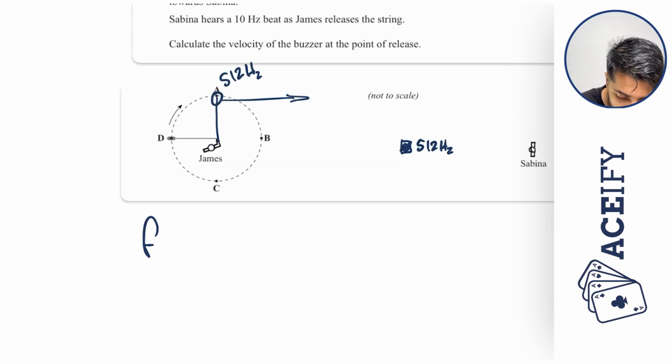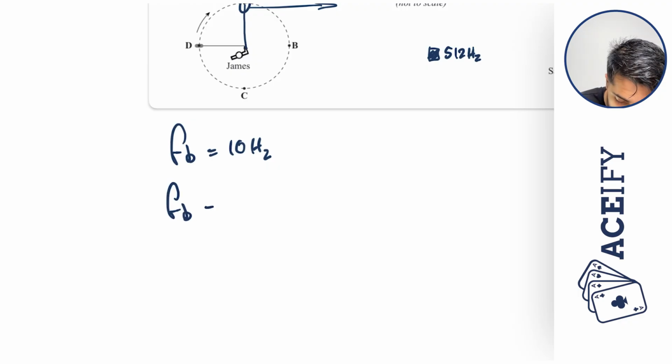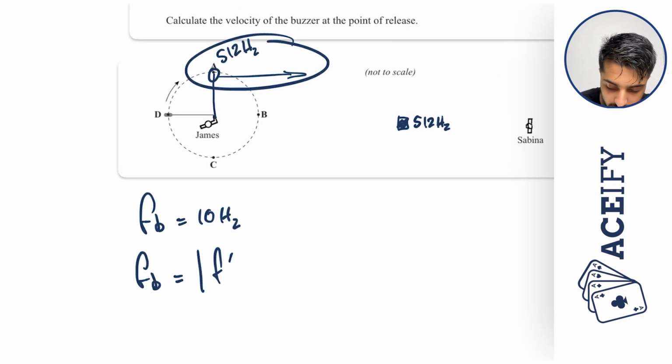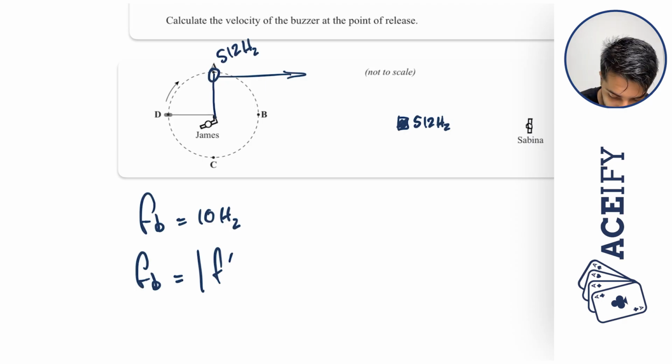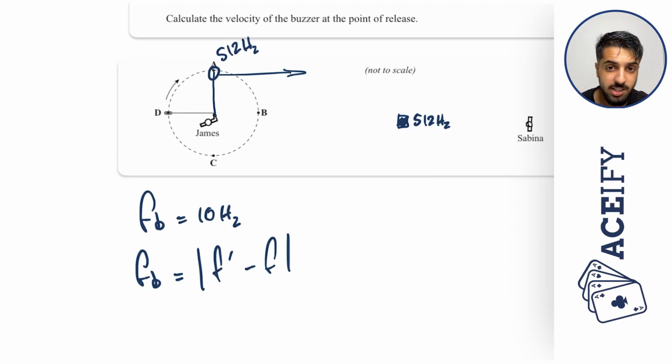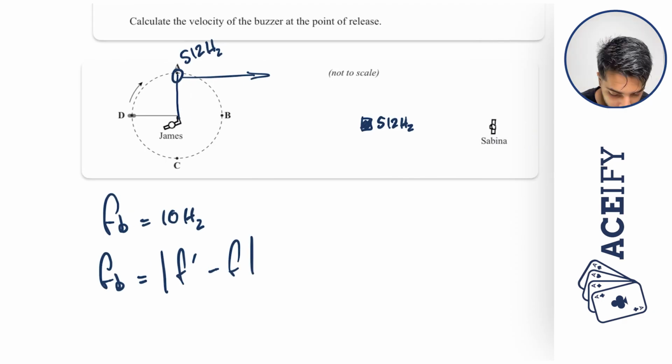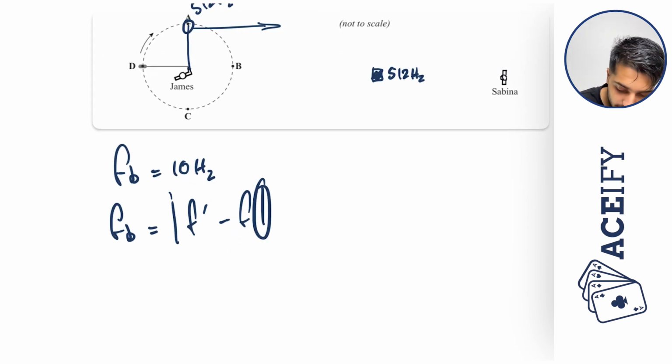So we know our beat frequency is 10 Hz, and so our beat frequency in this case is the difference between F prime, which is going to be this frequency right here, so that's the frequency due to the Doppler shift, minus our F. And so our F is our true frequency, which is 512. Right, and the reason why we use these lines here is that it just means absolute value. And so what that means is that we always get a positive answer because the beat frequency is just the difference in the two frequencies.